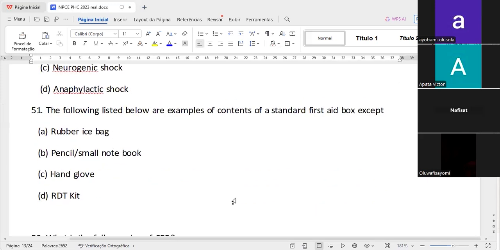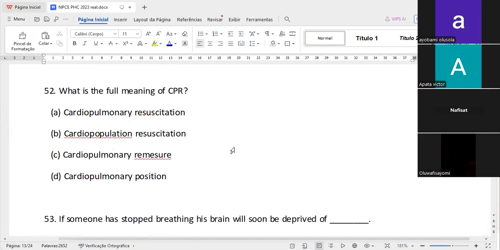Question 51. The following listed below are examples of contents of a standard first aid box, except RDT, correct. RDT means rapid diagnostic test. So that is usually not included. What is the full meaning of CPR? Cardiopulmonary resuscitation. Correct.